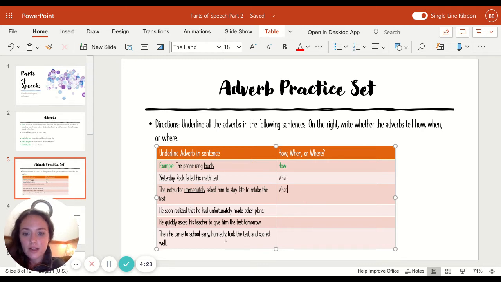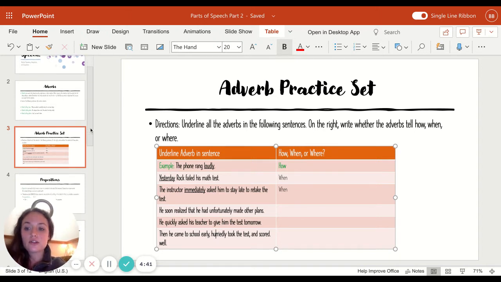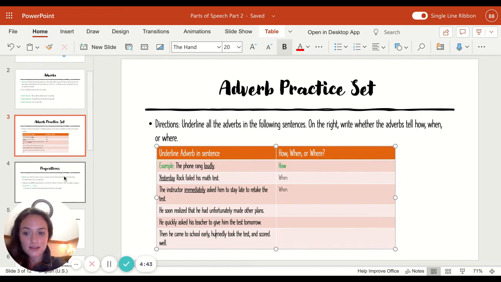Immediately. All right, so now complete numbers 4 through 5 and 6 by yourself. Pause me and then press play when you get to the next slide, prepositions.